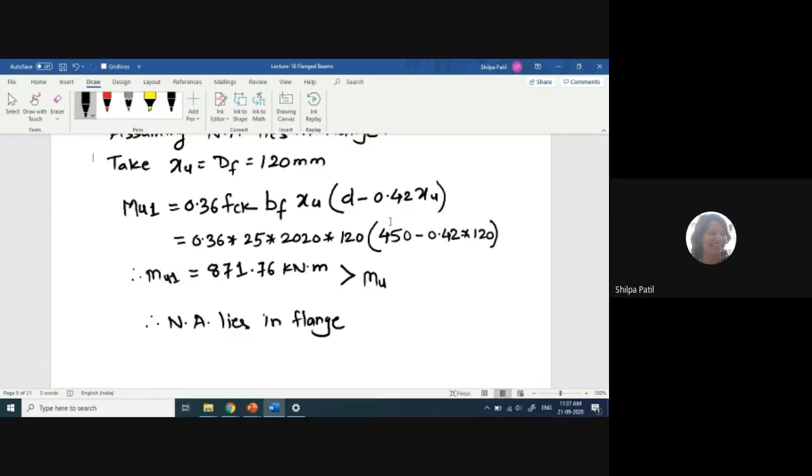But this is a practical application. I'm telling you from the exam point of view, that in the examination, forget about the limitation of D and BF. If it is not mentioned in the problem statement that there is a restriction on depth and on the width of the flange, then you can simply increase these values and increase MU1. If it is mentioned, in that case again you have to go as per the steps. Is it clear to everybody?